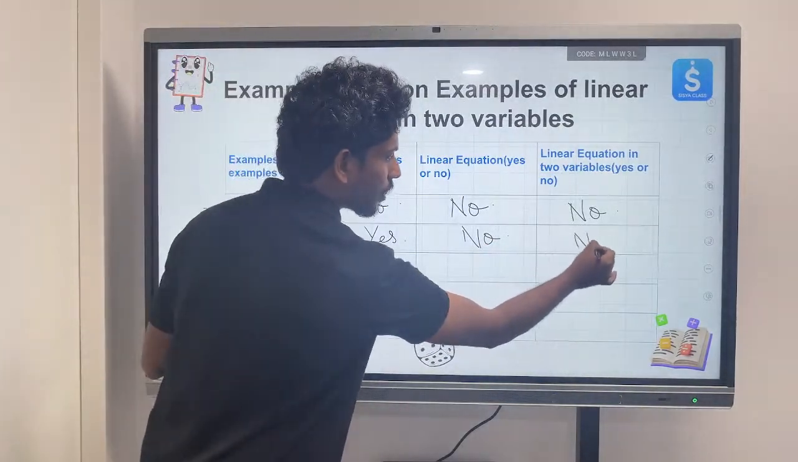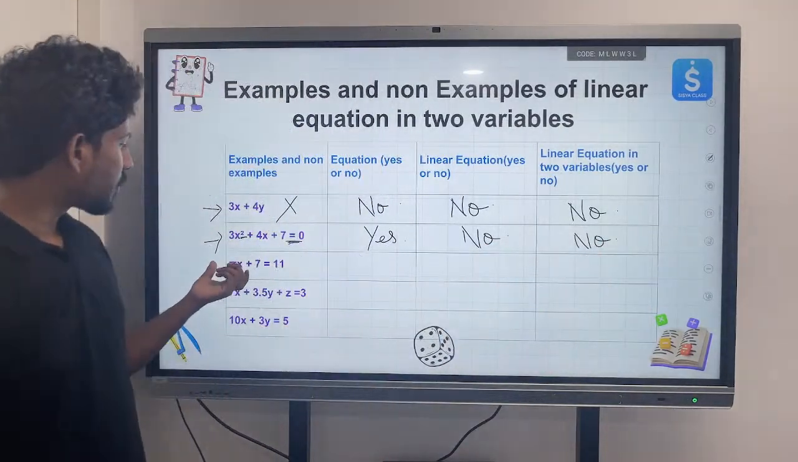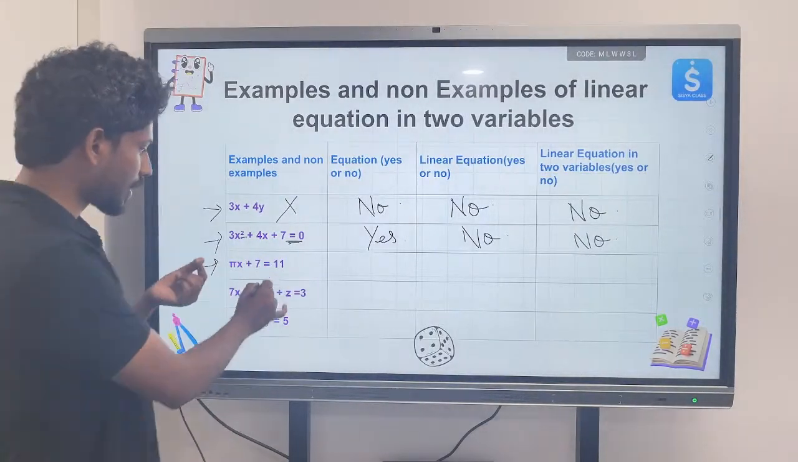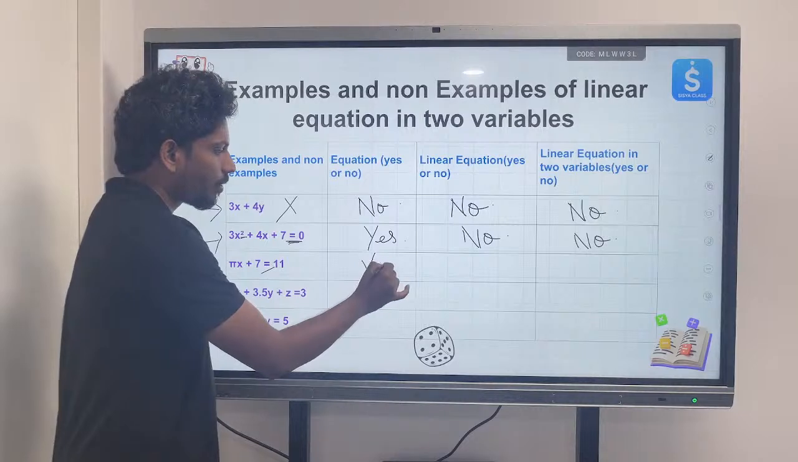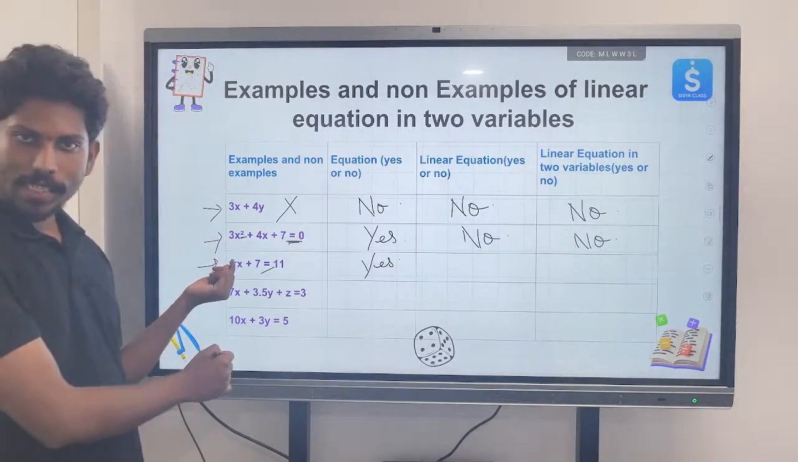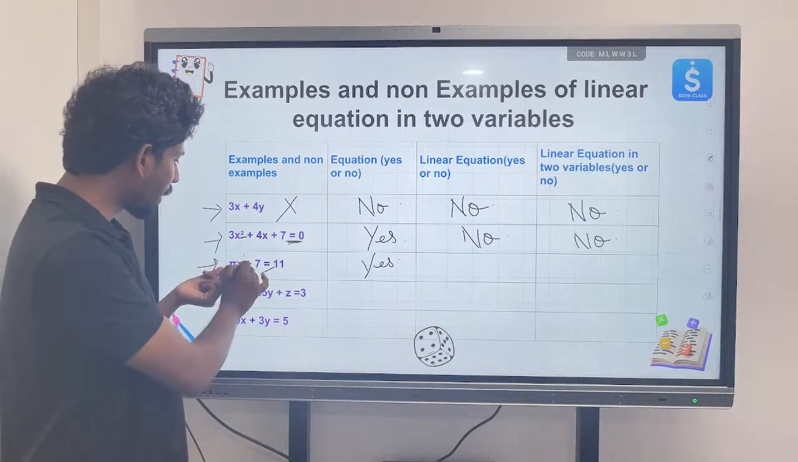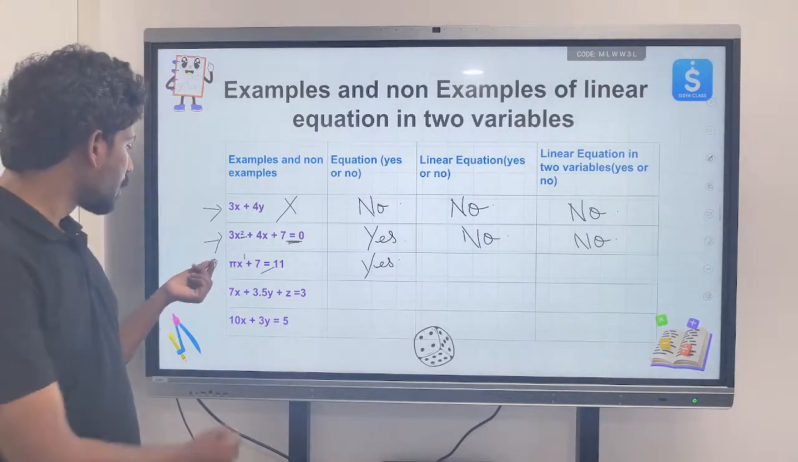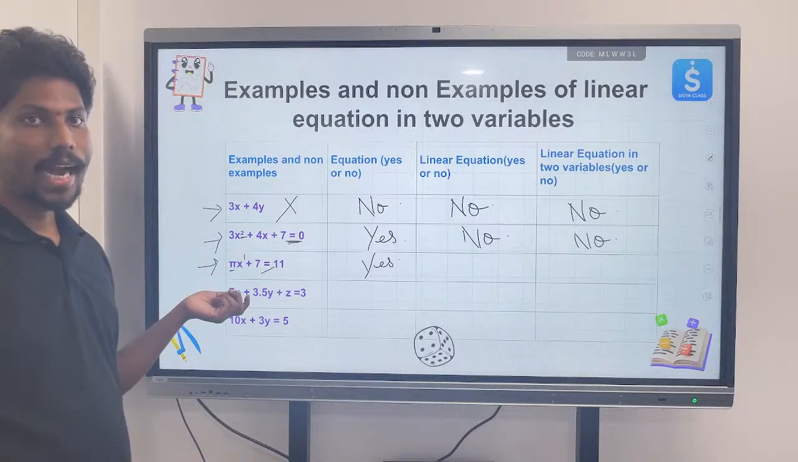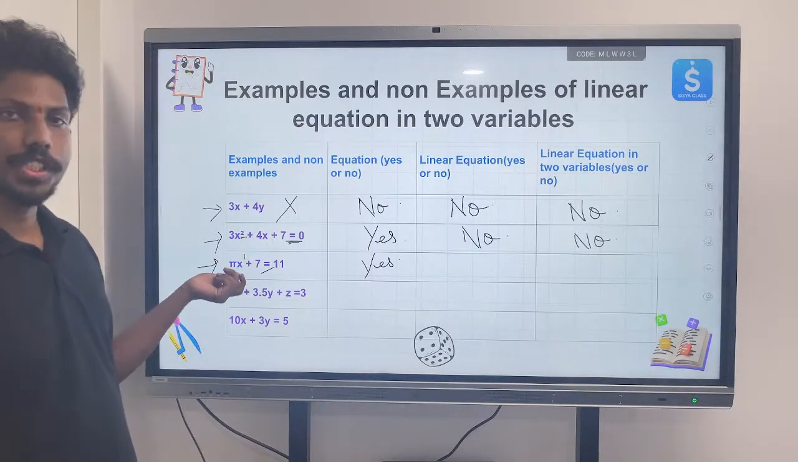And can I call it a linear equation in two variable? No, absolutely not. But now if you see the third one, can I call it an equation? Yes, because it has an equality sign. Now can I call it a linear equation? Yes, because what is the highest power? The highest power is 1. Now you might be getting confused. Why did I write pi? Pi is nothing but a coefficient. I didn't keep any rule on the coefficient of x.